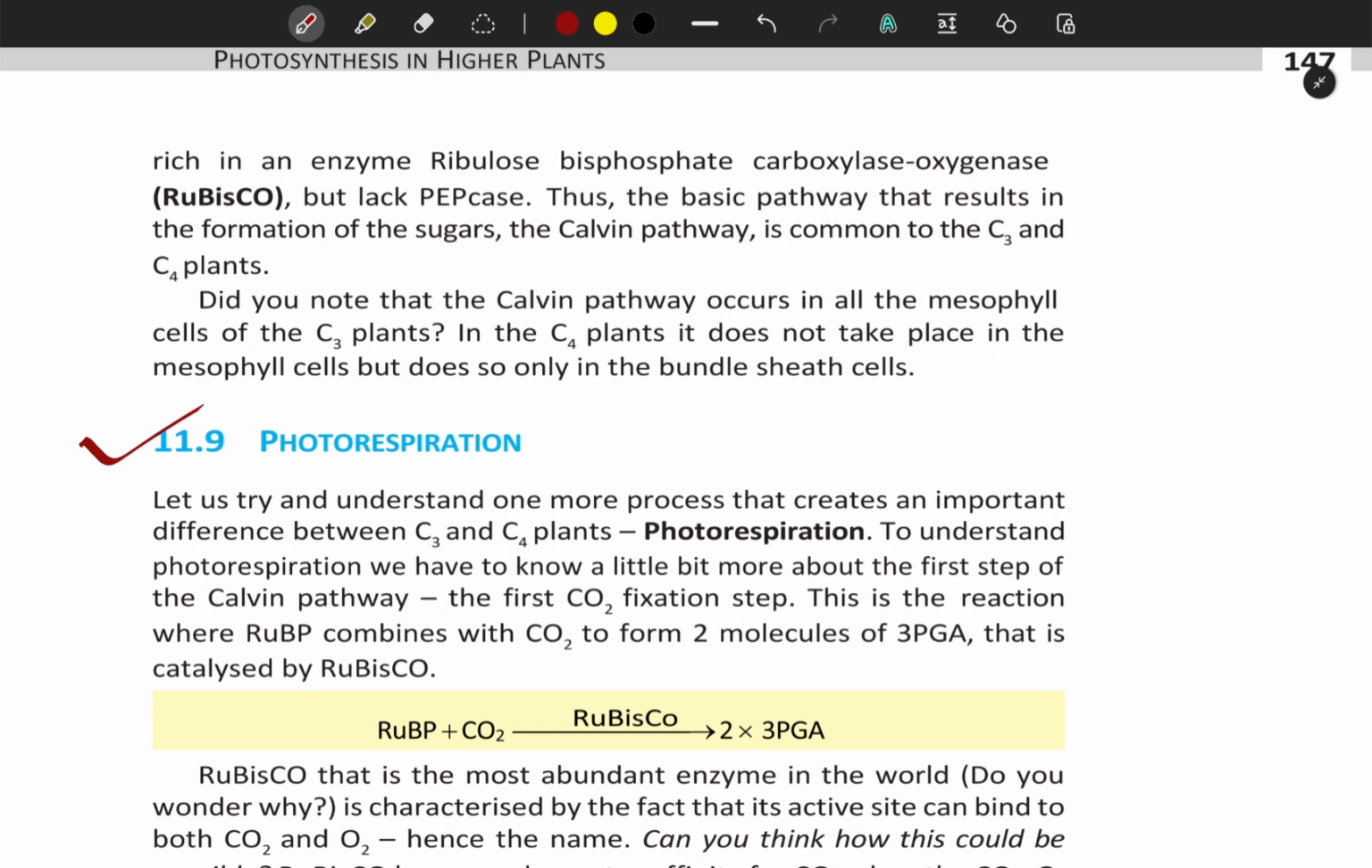Let us try and understand one more process that creates an important difference between C3 and C4 plants, photorespiration. To understand photorespiration, we have to know a little bit more about the first step of the Calvin pathway, the first CO2 fixation step. This is the reaction where RuBP combines with CO2 to form two molecules of 3-PGA, catalyzed by Rubisco. RuBP plus CO2 in the presence of Rubisco gives 2 x 3-PGA.